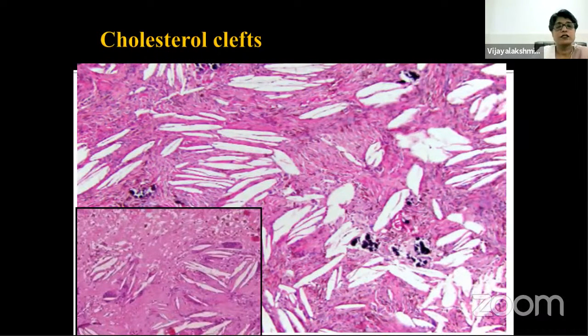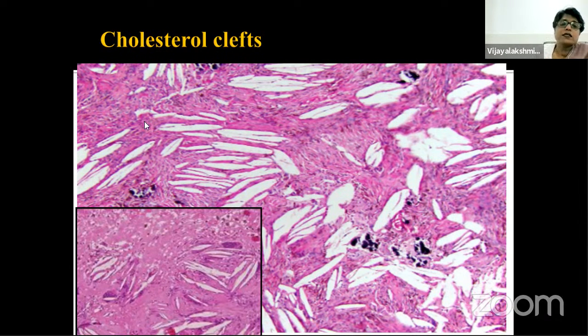Now, coming to cholesterol clefts, most often these cholesterol clefts are seen in inflammatory cysts, especially in radicular cysts. The incidence of it ranges from 28 to 45% in radicular cysts, but it can occur in any odontogenic cyst which is secondarily infected. They appear in H&E stained sections as clear cleft-like spaces dispersed in the fibrous connective tissue stroma. In between these clefts, you can sometimes see presence of dystrophic calcification, and these clefts can even evoke foreign body reactions by formation of foreign body multinucleated giant cells.